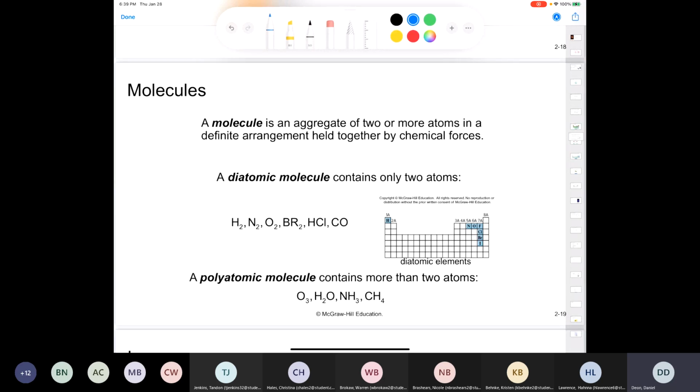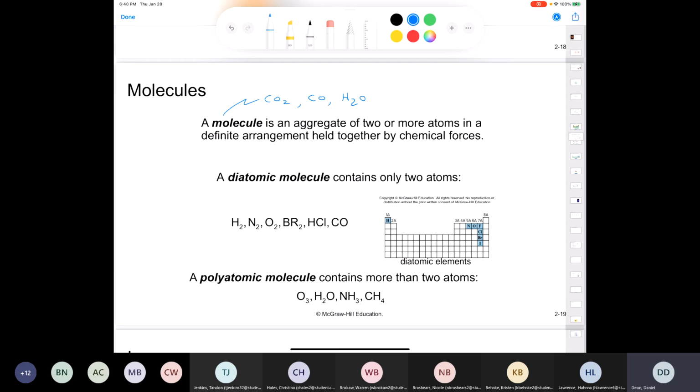It says a molecule is an aggregate of two or more atoms in a definite arrangement held together by chemical forces. We even saw some examples of molecules already this evening, things like carbon dioxide or carbon monoxide or water. These are molecules that you probably have heard about even on the news. We talk about water and carbon monoxide and carbon dioxide. But the definition stands that we have two or more atoms bound together by chemical forces.